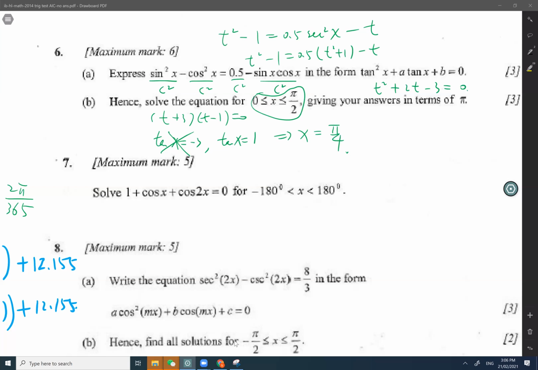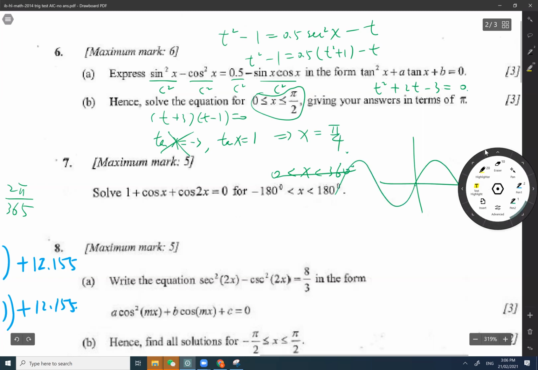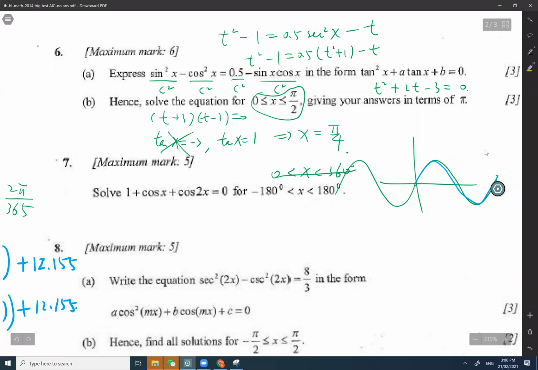What's the difference between negative 180 to 180 and 0 to 2 pi? Between 0 and 2 pi, that means 0 to 360. Just different part. For example, if you got sine, if 0 to 360, we need here. But if negative 180 to 180, we need here. But on the unit circle, both are a full circle. Yes.